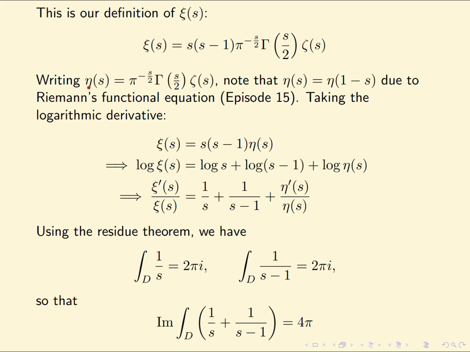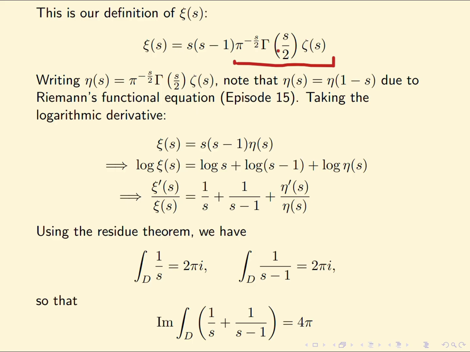And I'm going to write eta of s as just this part, not to be confused with the Dirichlet eta function. This has nothing to do with that function. This is just a term I'm using to group this part together. And then we'll note that eta of s is equal to eta of 1 minus s due to Riemann's functional equation.